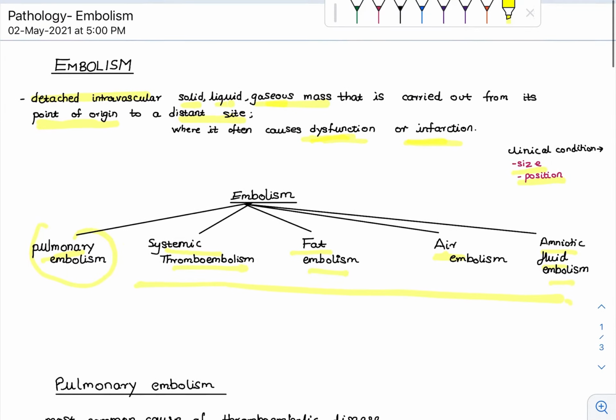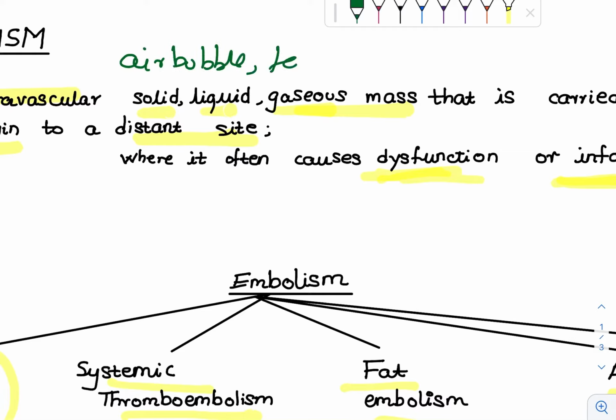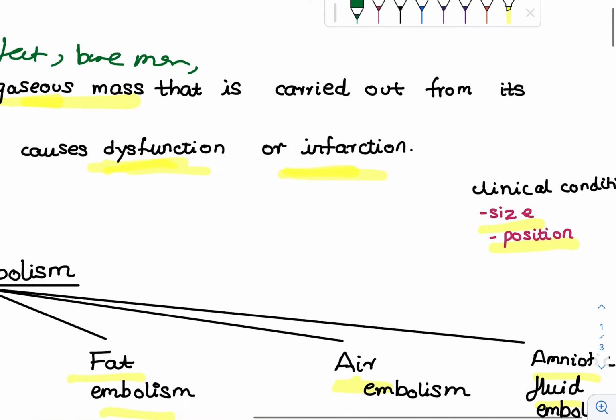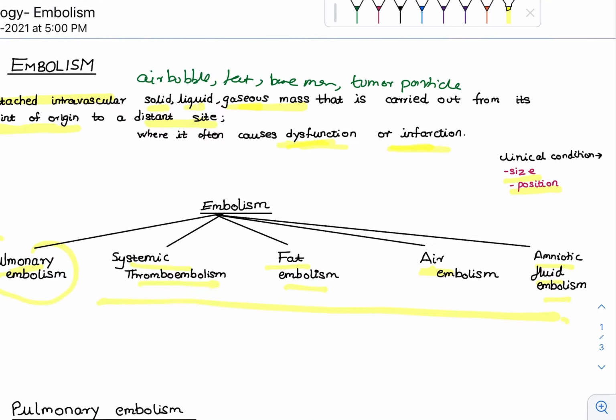As we discussed here, it is any solid, liquid, or gaseous mass. Instead of these, it can be an air bubble, a fat particle, a bone marrow particle, or a tumor particle, which may be dislodged and can cause dysfunction or infarction.